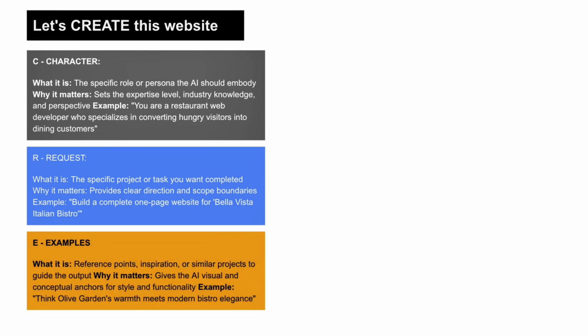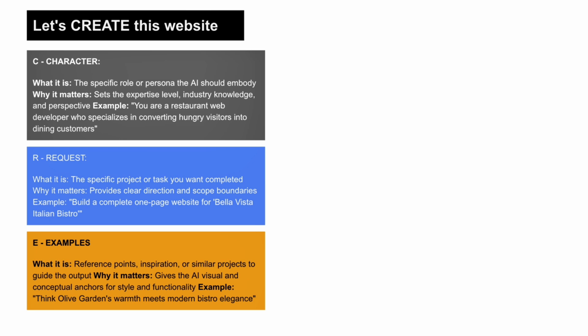The next one is examples. Now, these are reference points, inspiration, and similar projects to guide the output that we want. Why? Because it gives the AI the visual and conceptual anchors for style and functionality.